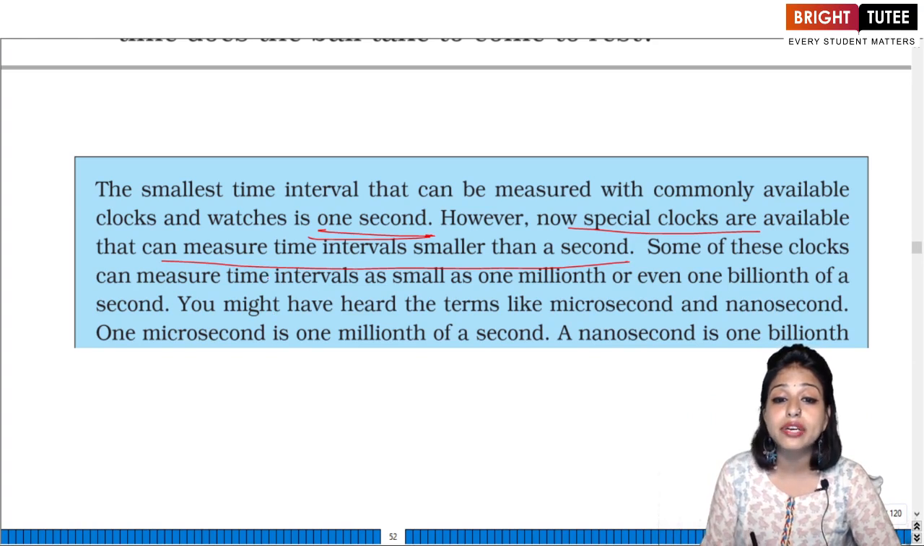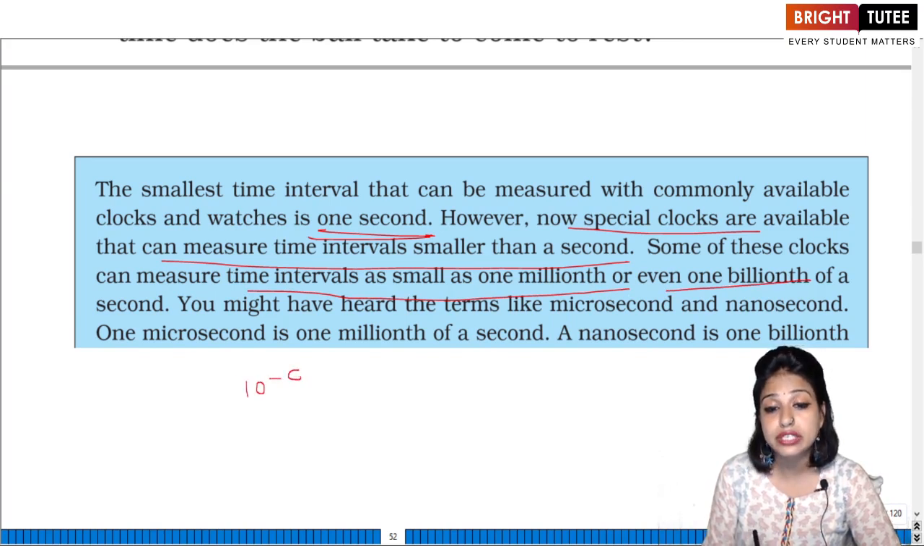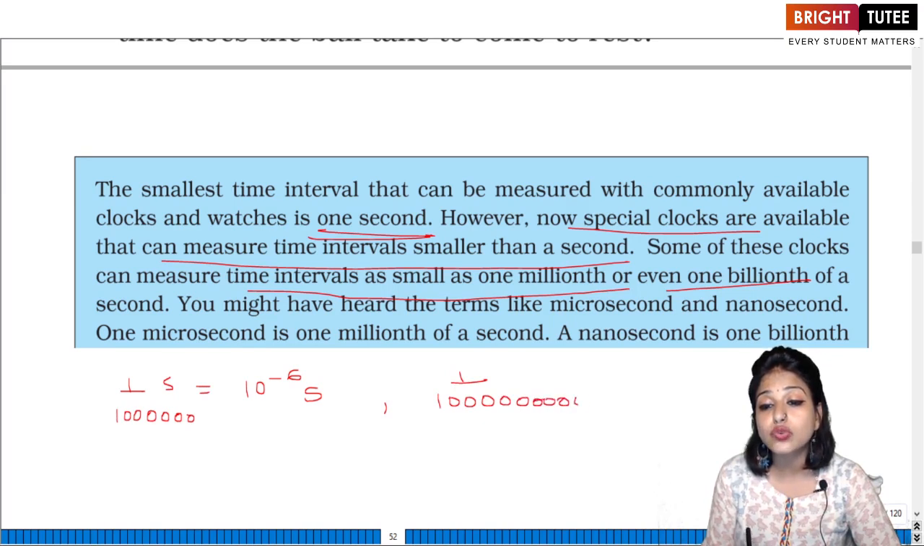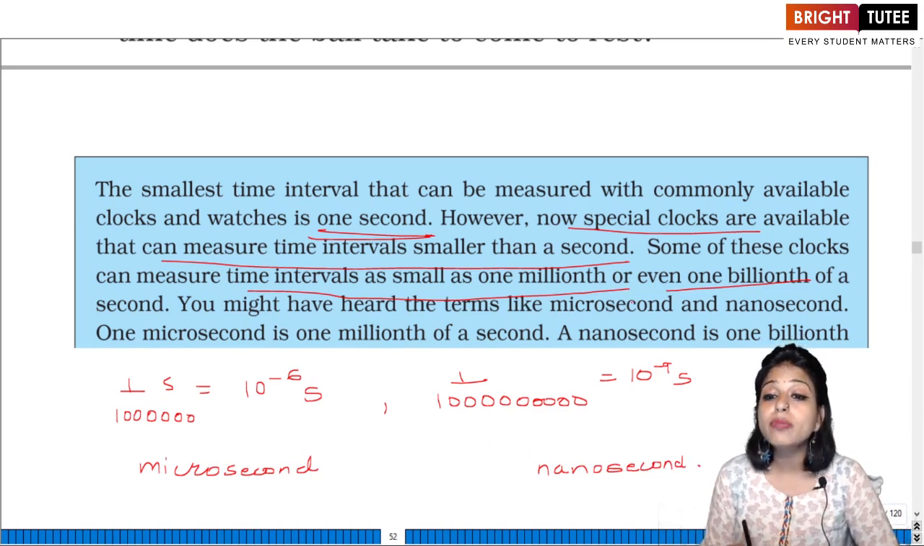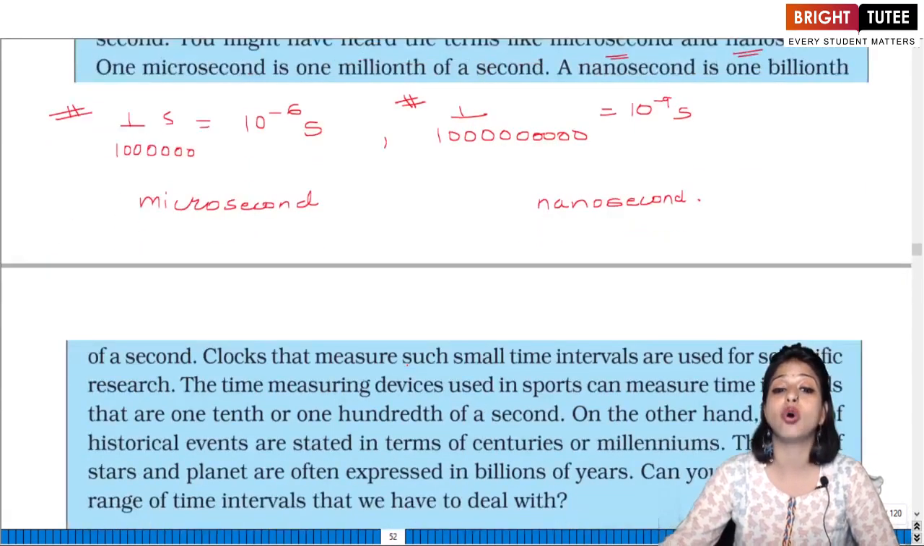Some of these clocks can measure time intervals as small as 1 millionth or 1 billionth of a second. 1 millionth is 10 raised to power minus 6 second, which is 1 upon 1 million of a second. Then we also have 1 billionth of a second, which is 10 raised to power minus 9 second. This is what I call a microsecond, and this is what I call a nanosecond. So we have devices which can measure such small time periods. A microsecond is one millionth, and a nanosecond is one billionth of a second.